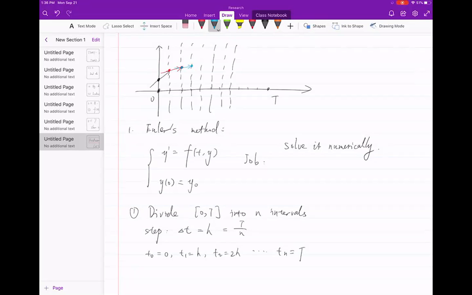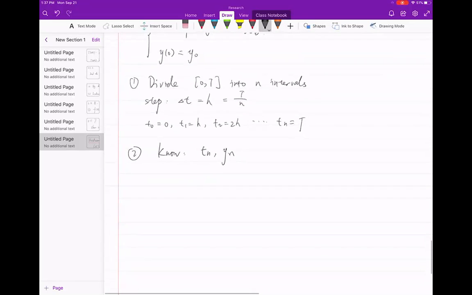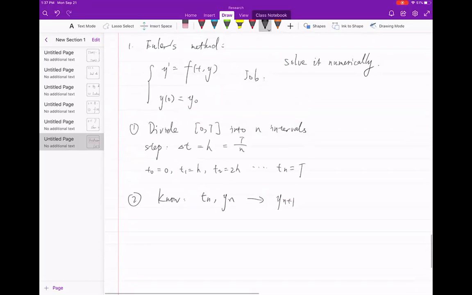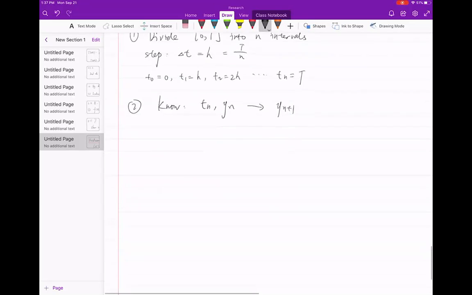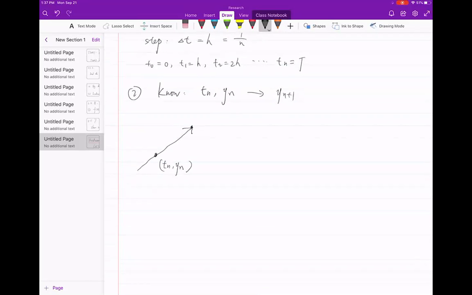Still okay? Now let's assume we already know tn and yn. Tn we always know. Yn we have already computed. Now we want to go and find yn plus 1. That means we find the next point. How do we plan to do this? Here's the point tn, yn. Here's the point which we're trying to find. The way we are doing it is we are going to shoot a vector that way. This vector corresponds to y prime. Y prime is nothing but f of tn, yn. If you know tn, yn, you'll know this derivative. You know the derivative, you know the vector.